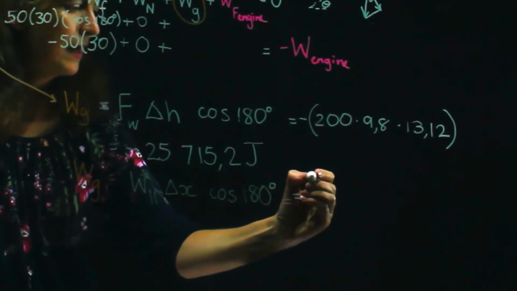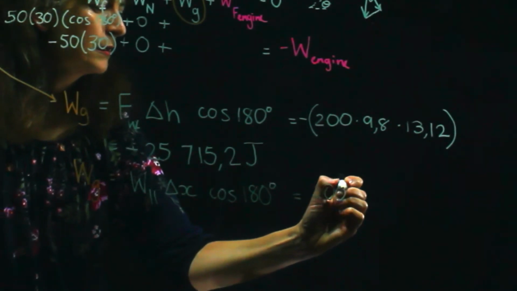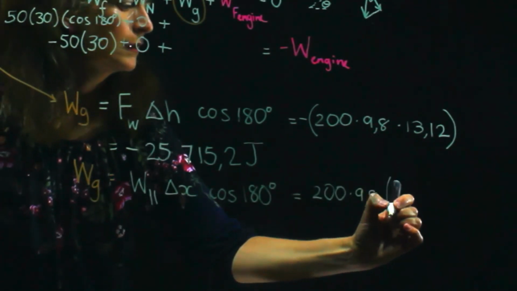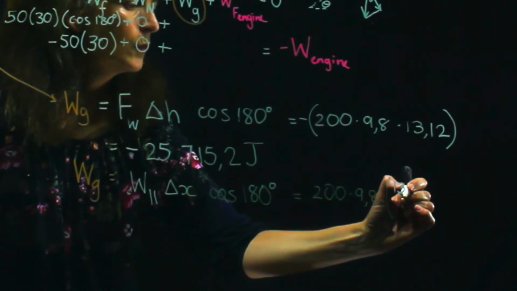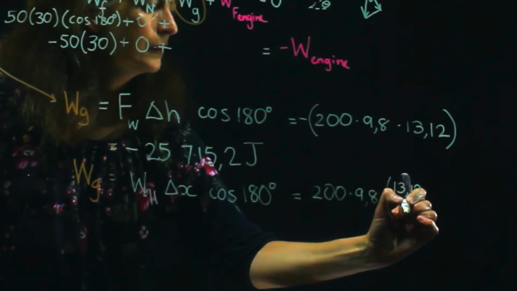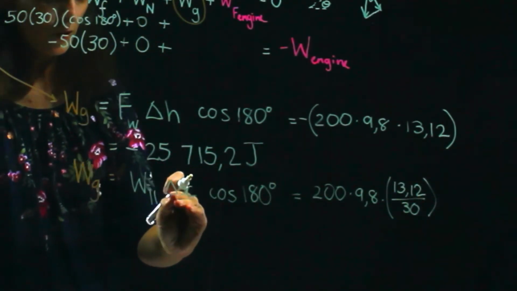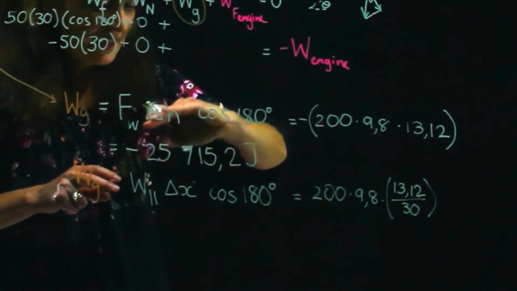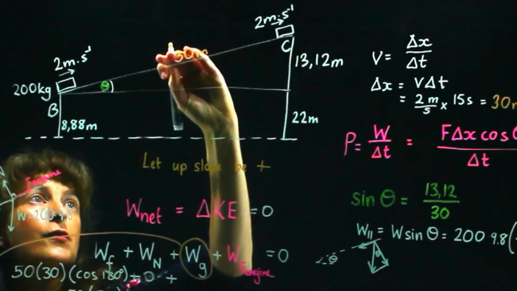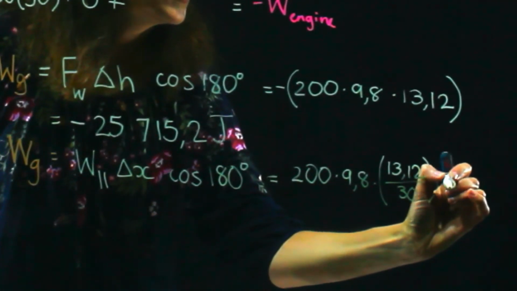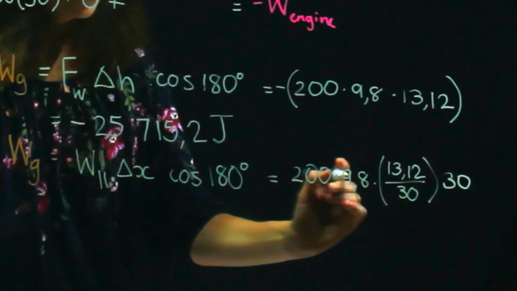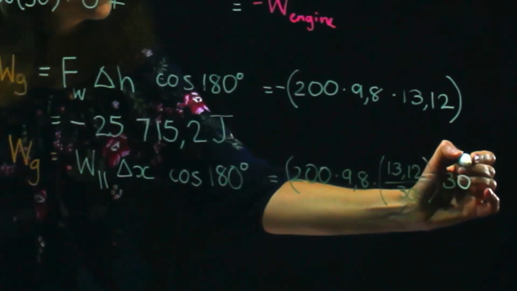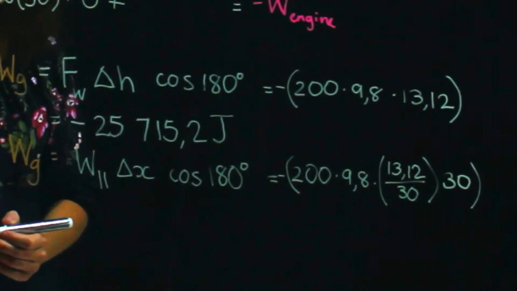So weight parallel, 200 times 9,8 times 13,12 divided by 30. And we need to multiply that by the displacement, the displacement in that same plane parallel to the slope. So that's 30 meters. And then times cos 180, in other words, times minus 1. I'm just going to simplify by saying all of that is minus.